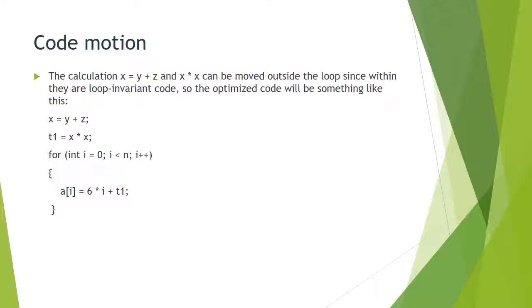So the optimized code will be something like this: x equal to y plus z and t1 equal to x star x, and after that there will be the for loop. For int i equal to 0, i less than n, i plus plus, inside the for loop there is a[i] equal to 6 star i plus t1.